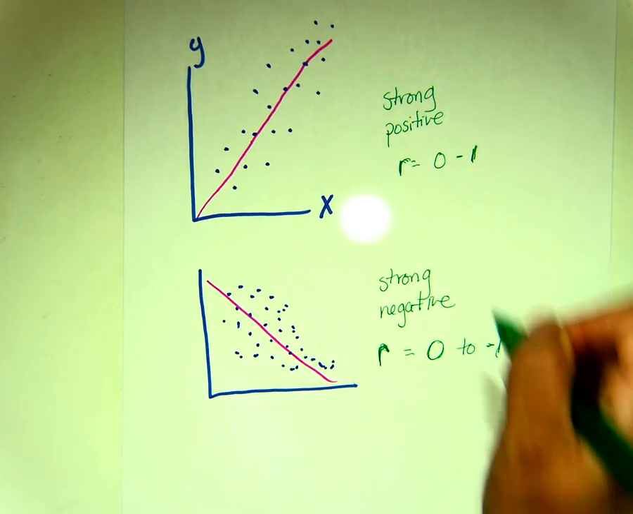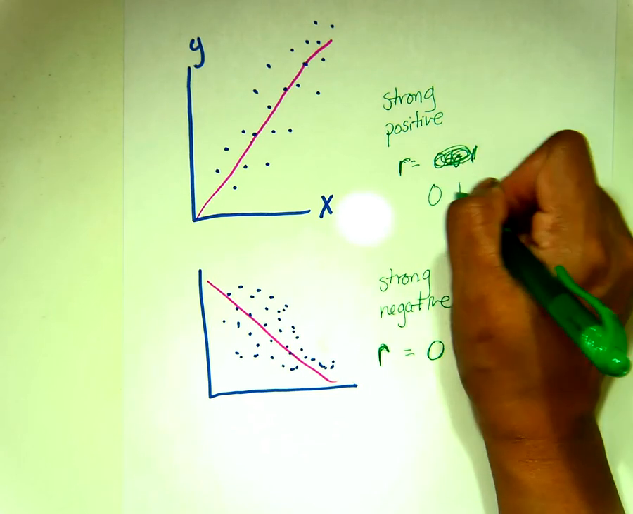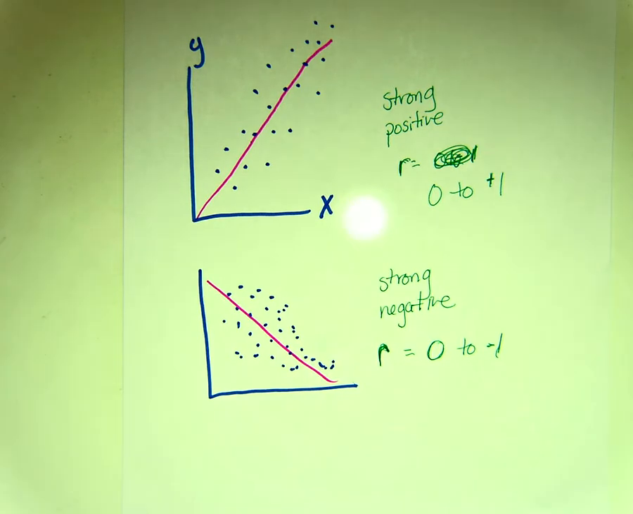So let me rewrite this. So 0 to positive 1. 0 to negative 1.